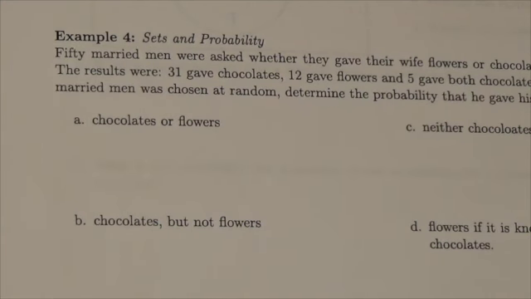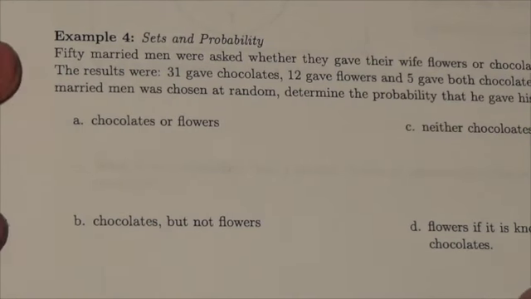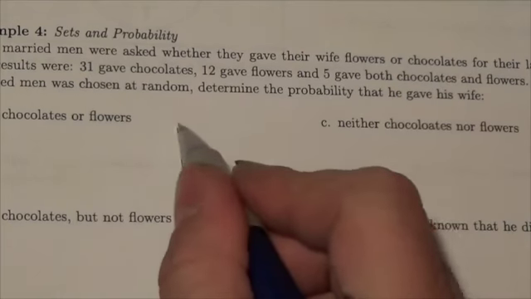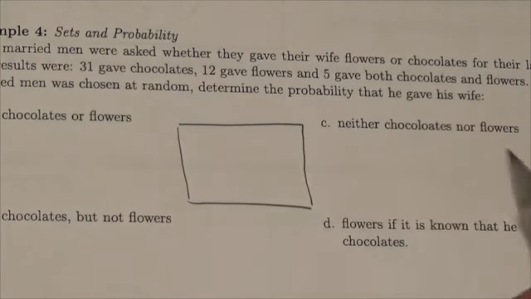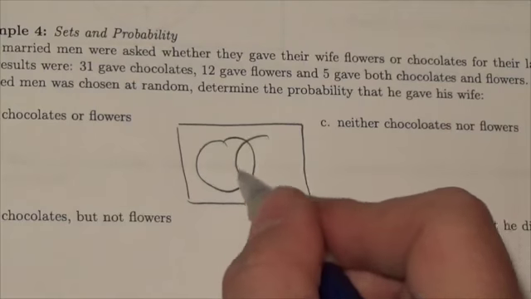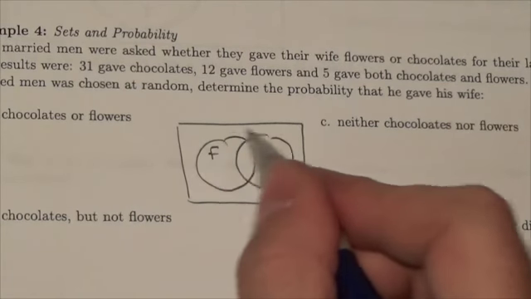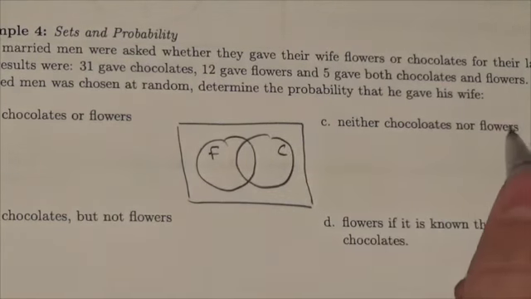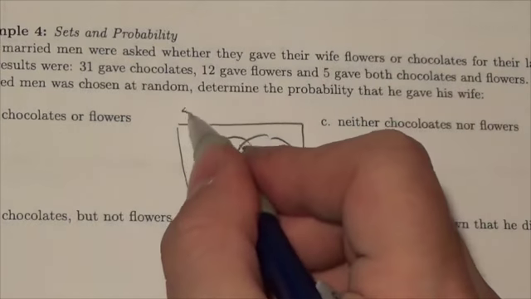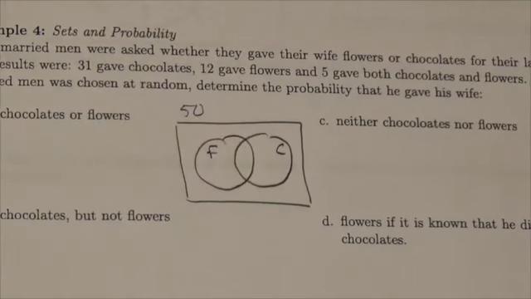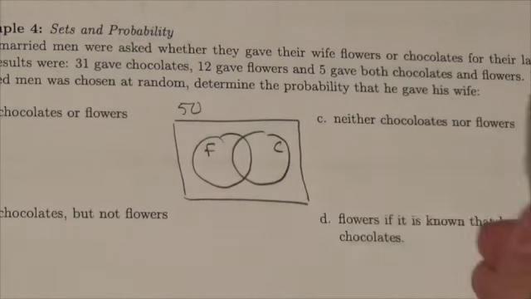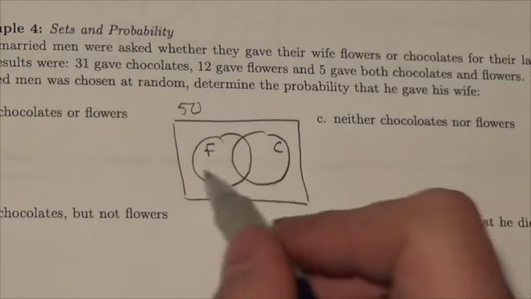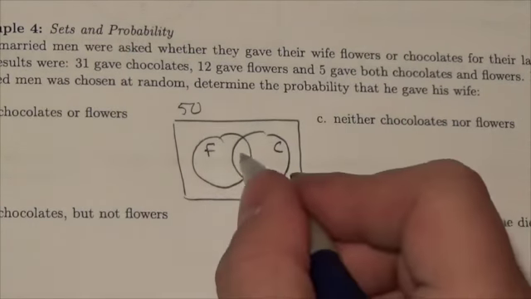Now, this question does not specifically state that we should be using a Venn diagram. However, a Venn diagram would be a perfect tool to use here. So we'll make this our flower circle. We'll make this our chocolate circle. We know that there are 50 men in this little sample space here. 31 gave chocolates and 12 gave flowers, but 5 gave both.